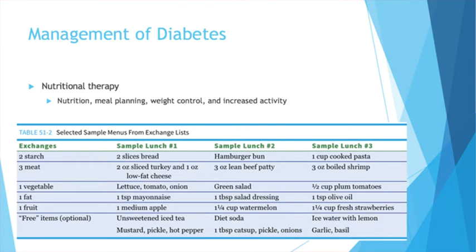And then you can have 1 fat, and look how minimal that fat is, right? So it's 1 teaspoon of mayonnaise. If you want to go with light mayonnaise, you can use a tablespoon. Okay. One fruit, so a medium apple. And then there's the free items, so things like your mustard and your pickles and your unsweetened and sugar-free things. These are considered free because they don't really have any calories or fats or carbs or anything like that.